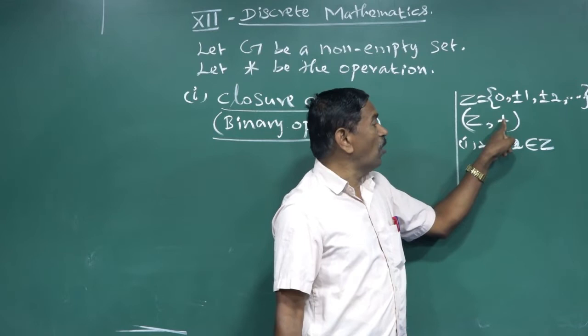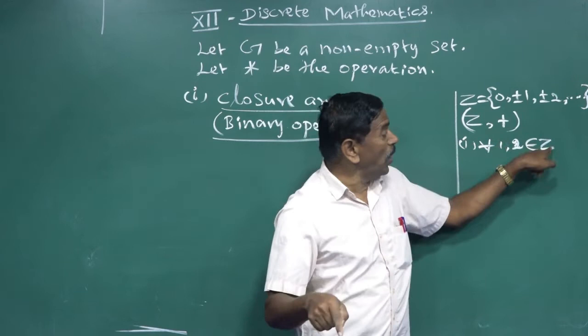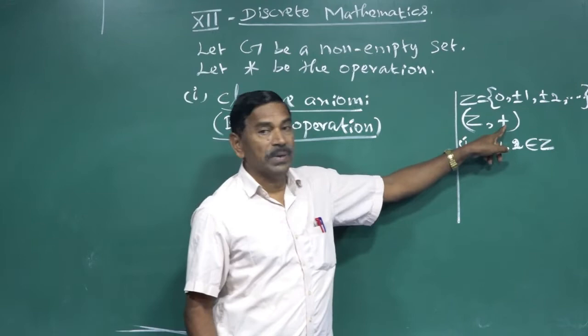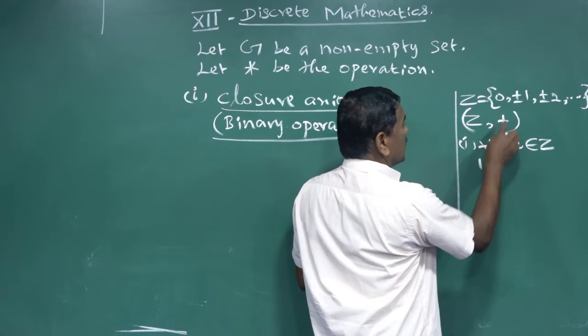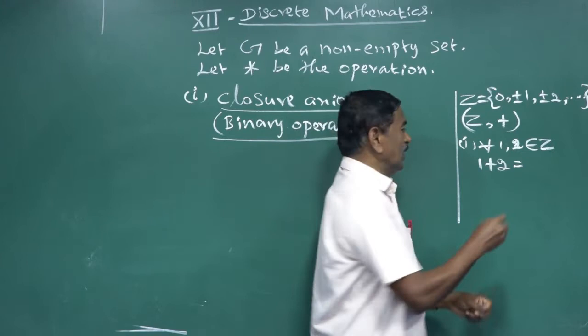Now I want to put the operation in the middle of these two numbers. We are going to get an answer. That answer also belongs to Z, which means the closure axiom is true, or plus is a binary operation on Z. Likewise, now listen carefully. Say 1, here the operation is plus, so plus 2. Can you tell me what is 1 plus 2? Very good. 3 is equal to 3.